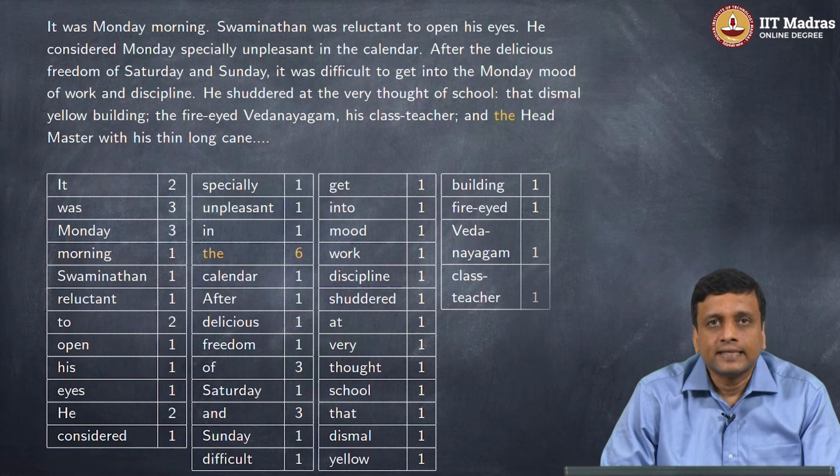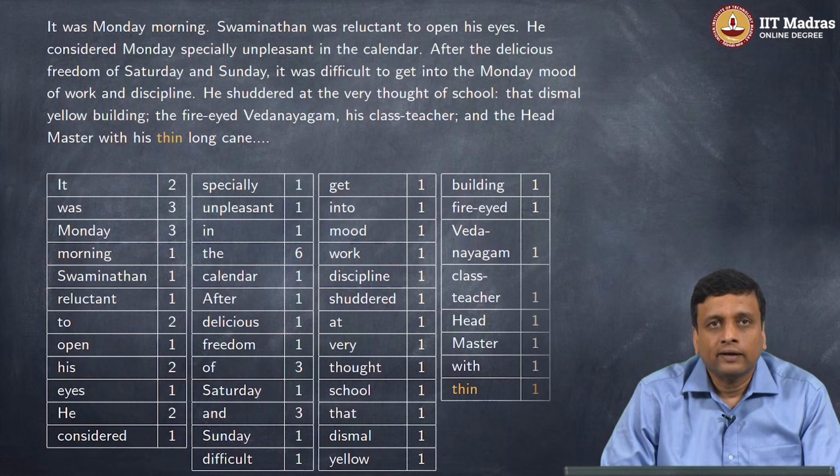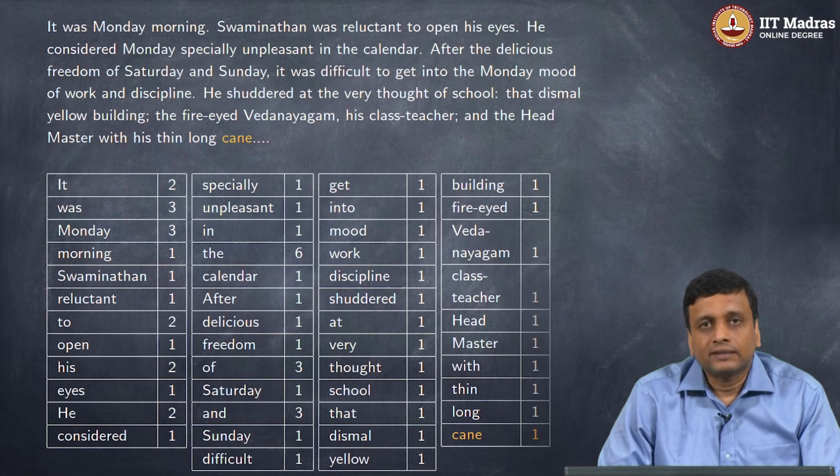The goes to 6. Head is 1. Master is 1. Width is 1. His was already 2, so it goes to 3. Thin is 0, goes to 1. Long is new, goes to 1. And finally, cane is new and goes to 1. So, we have something like almost 50 distinct words in this paragraph. So, overall this paragraph has something like 65 or 66 words, and of those some are repeated.